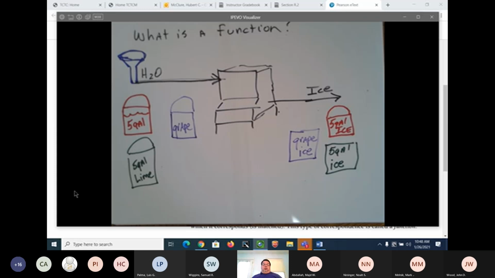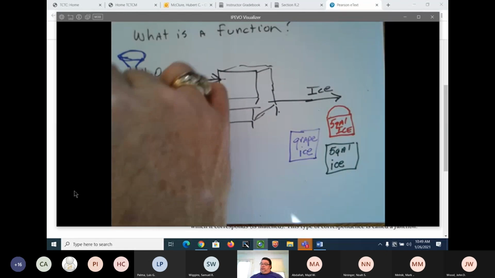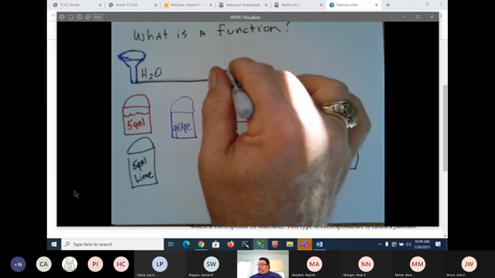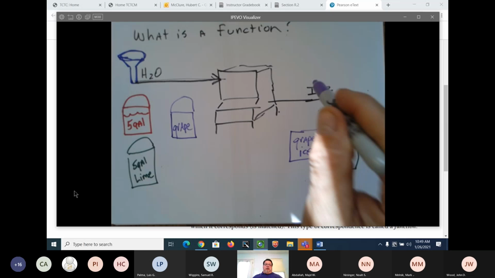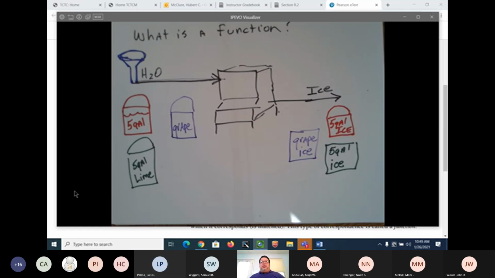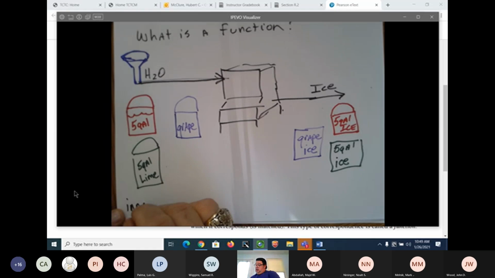All right? Now, I want somebody to tell me what these 3 things represent. You've got the water, you've got the ice machine, and you've got the ice. I want you to tell me what they represent as written in reference to each other. Inputs and outputs. Yeah. Good job. I am impressed. You beat me to it. Input and output. So I'm going to put input on this side, and I'm going to put output on this side.